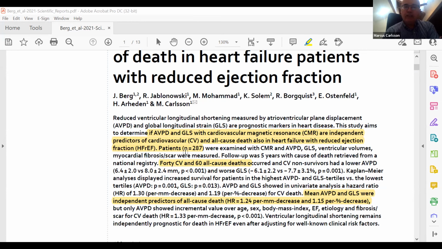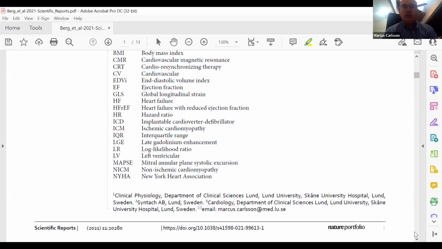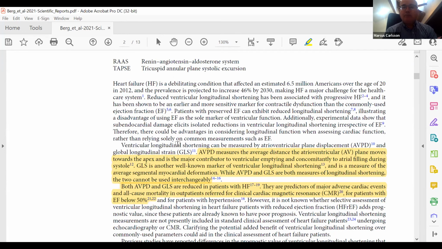We included 287 patients, and over a 5-year period, there were 40 cardiovascular and 60 all-cause deaths. And we found, skipping here to the main results, that both mean AVPD and global longitudinal strain were independent predictors of all-cause death, with a hazard ratio of 1.24 per millimeter decrease, or for strain 1.15 per percent decrease. So let's go down now to the more nitty-gritty details of the paper.